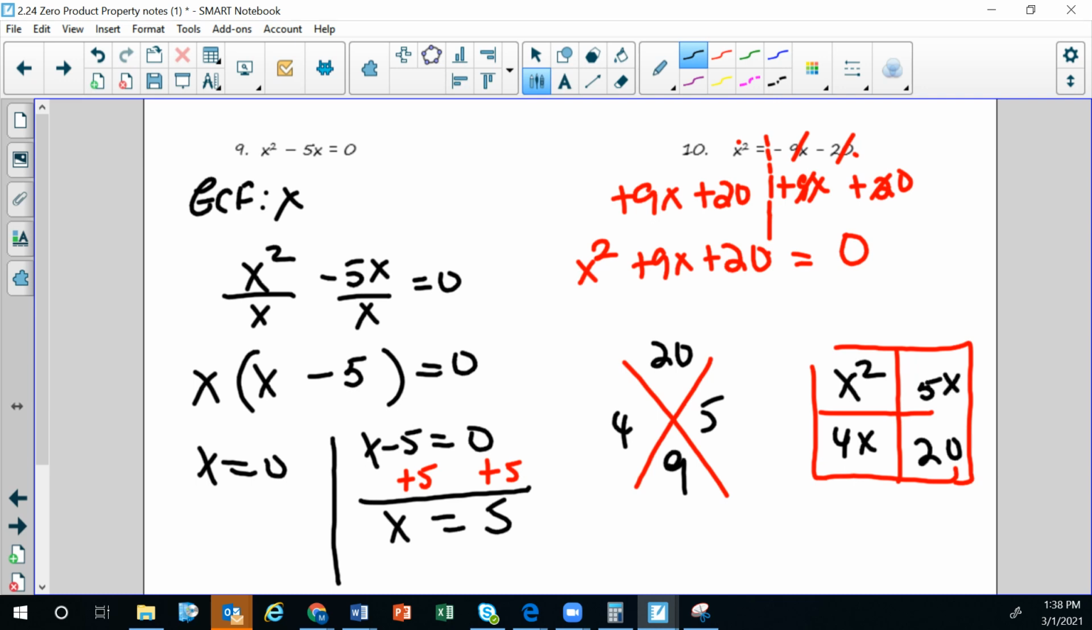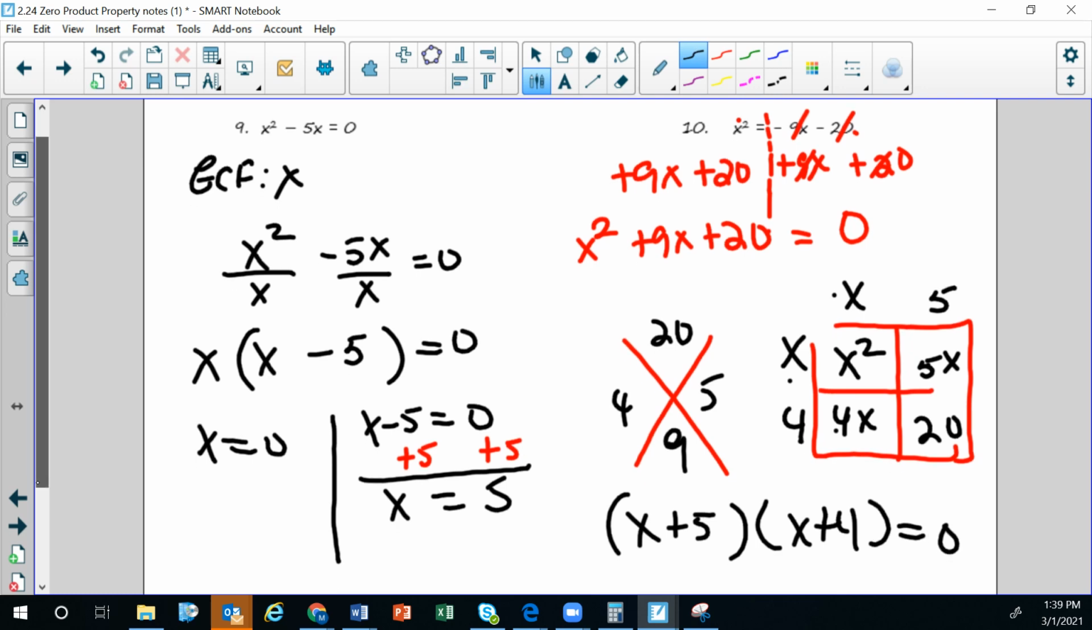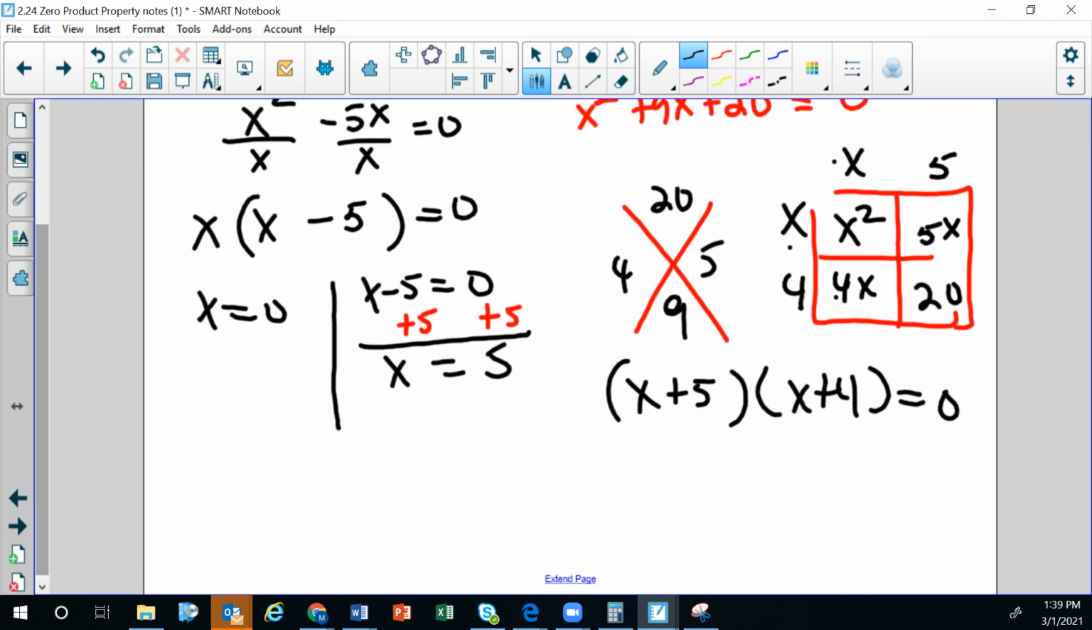And therefore, by now you should know this. This is going to be x. That's going to be x. What times x gives me 5x? That is 5. What times x gives me 4x? That is 4. And so my factors are x plus 5 and x plus 4, and that is set to 0. Okay? Therefore, I'm going to set each factor to 0. So x plus 5 is equal to 0, and the other one is x plus 4 is equal to 0.